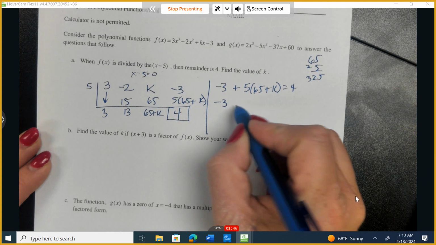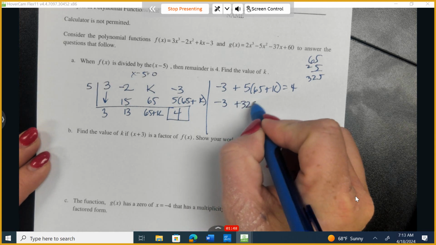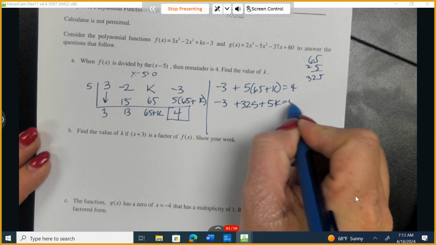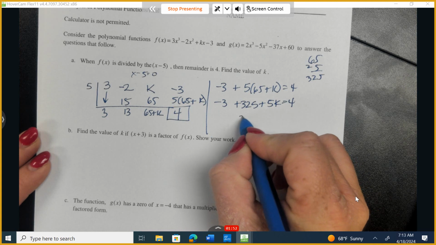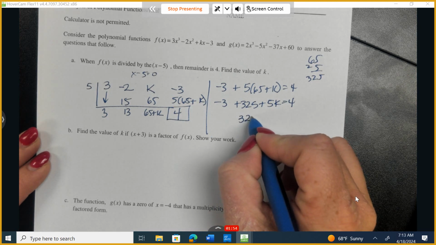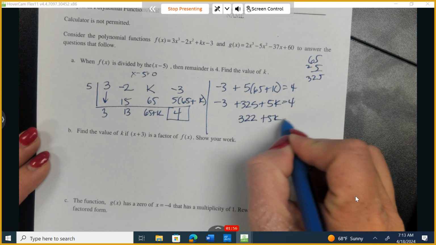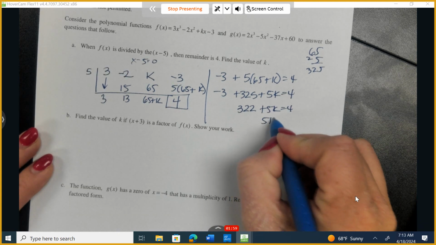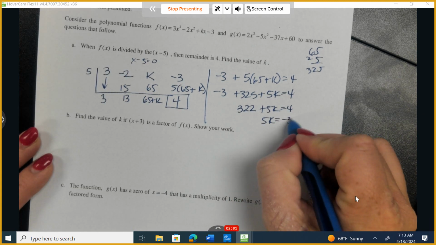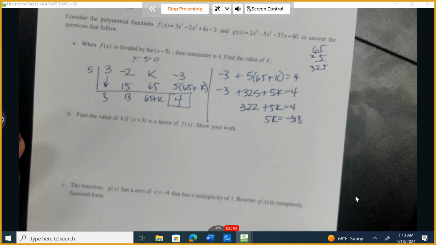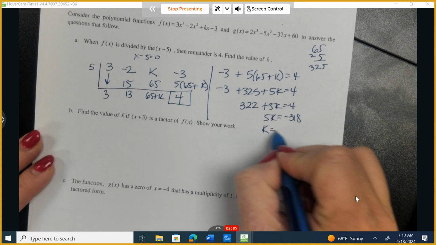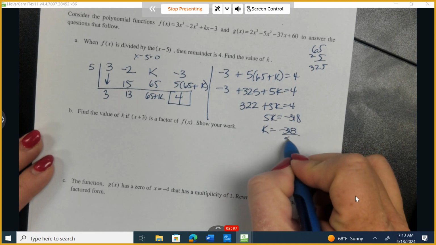If you see me make a mistake, an algebraic mistake, please let me know. Okay, I'm going to combine these to get 322. I'm going to subtract the 322 to the opposite side to get -318. Are you guys agreeing with me so far? And when I divide by 5, I'm going to have -318 divided by 5.